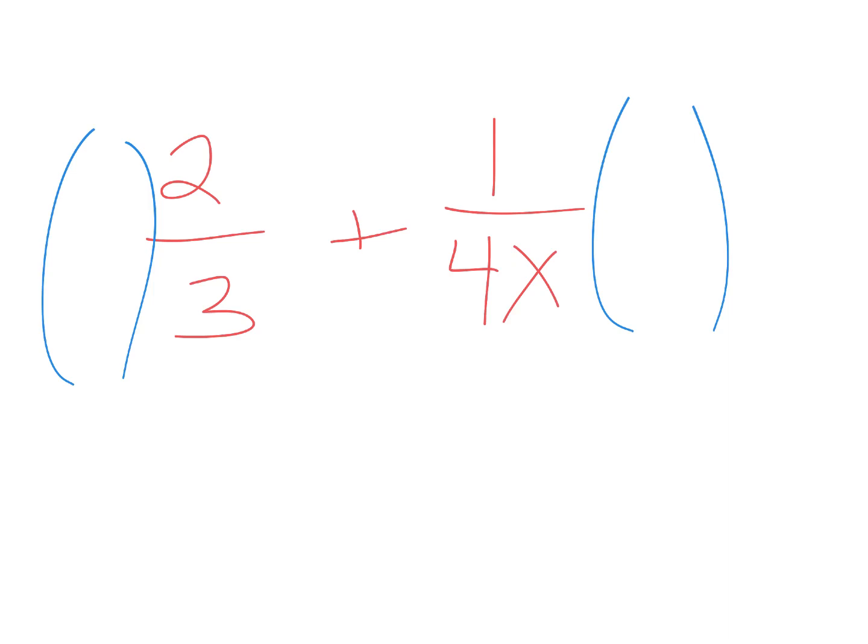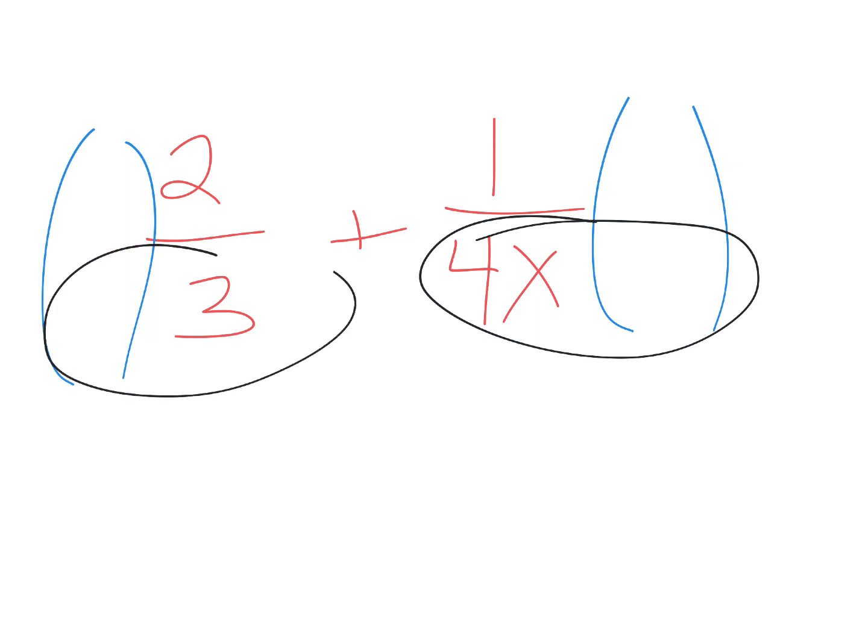All right, so what am I aiming at here? I am aiming at trying to get these guys to make a common denominator. What do you think the common denominator should be? 12x. So now that you know your goal is 12x, then you can be thinking, how can I make that work?